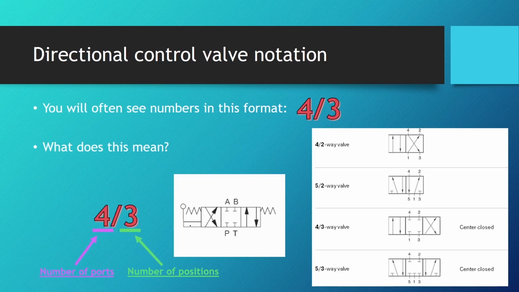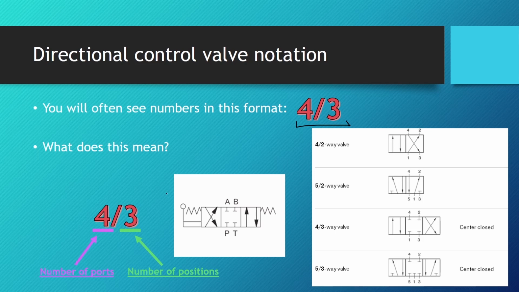Before we continue, we have to talk a little bit about the notation or nomenclature used for DCVs. You will often see this format, number/number, when looking up directional control valves. Now, we have to know what this means if we want to continue learning about these types of valves. The first number indicates the number of ports the DCV has.